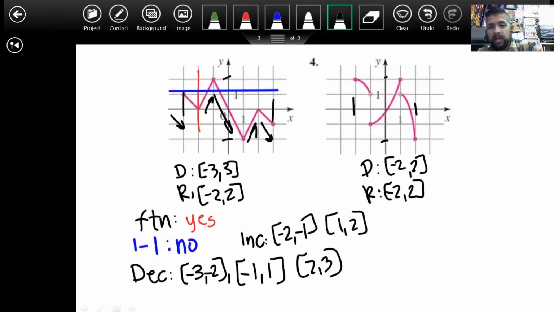Is it a function? Yes. A vertical line test passed through all of them. So function is yes. Is it one-to-one? The answer would be no. A horizontal line through any of these would give us not a function. It does pass through it twice, even on the number line of x. So it would be no, like that.